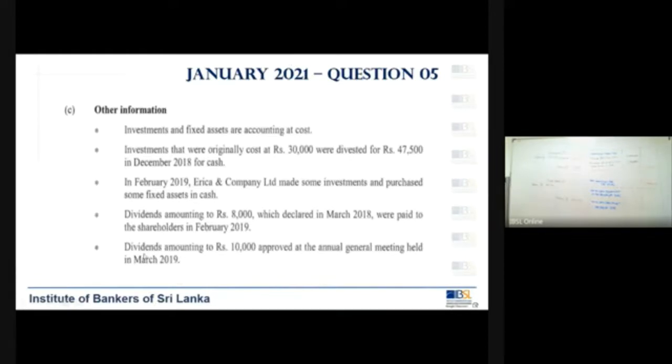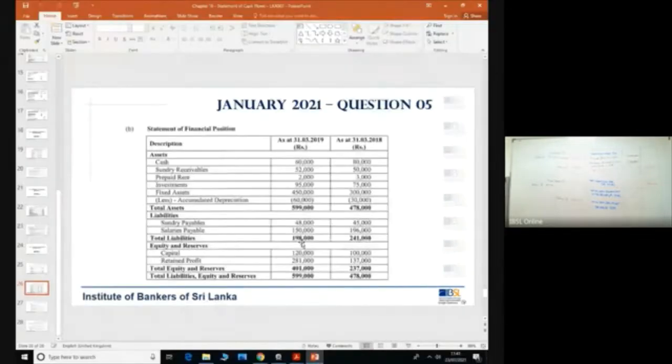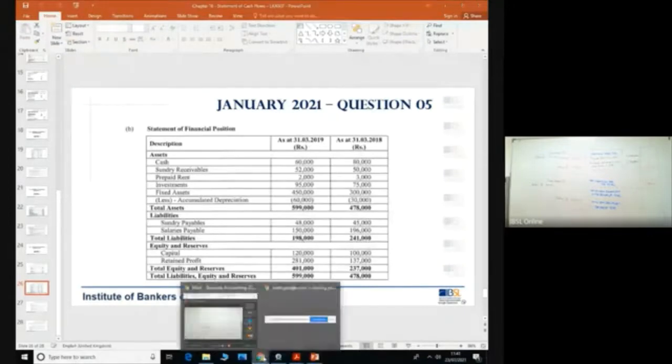So what they say is dividends amounting to 10,000 approved at the annual general meeting held in March 2019. That information is not relevant to us because that doesn't have any cash impact. Is that understood? Right? So now let's look at balancing the account.